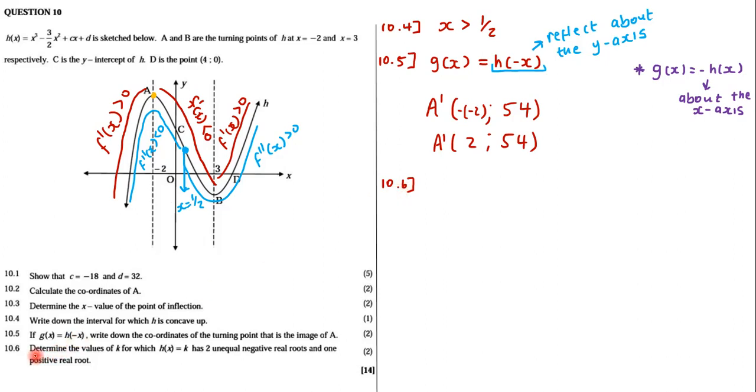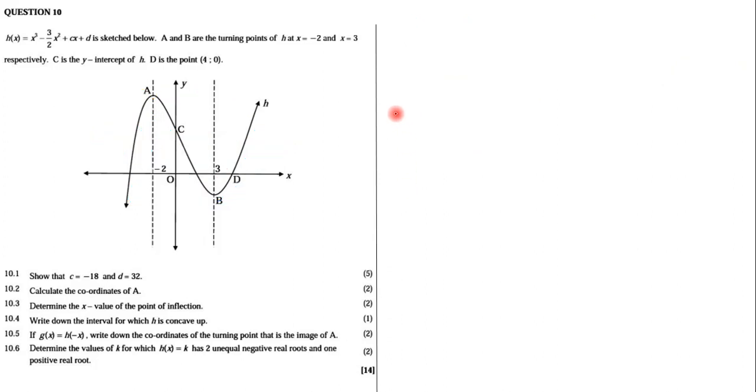10.6 here says that determine, actually let me just open another space because I did a lot of drawing there, so I want to explain this one without actually clearing that one out. Okay, so here they're saying: determine the values of k for which h of x is equal to k has two unequal negative real roots and one positive real root. Okay, so now what is happening here?